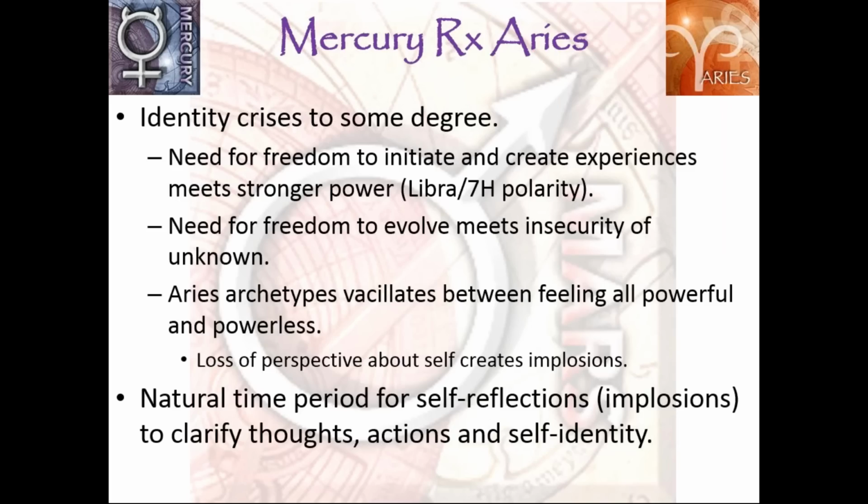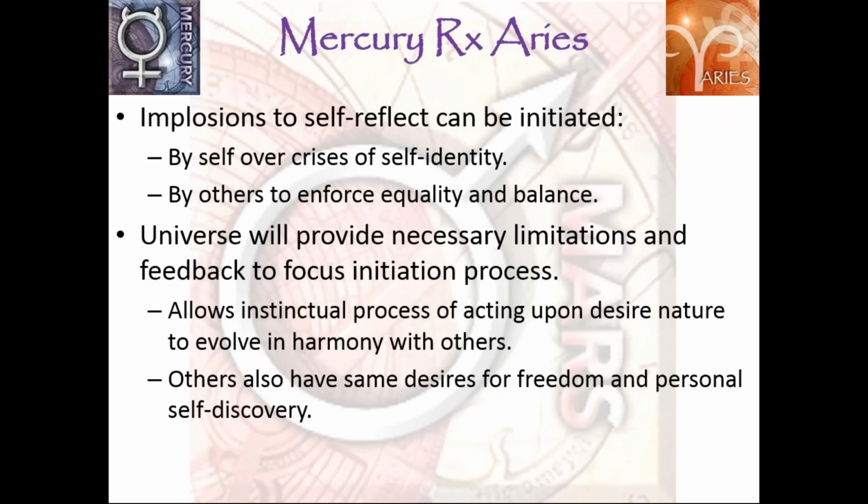And so this is a natural time period for Aries reflections, to go inward upon ourselves. Mercury does it naturally retrograde, and in Aries, go inward. What about me? What do I need to consider about myself? What do I need to know about myself? How do I clarify my own thoughts so that I can then have clearer actions and a more clear understanding of my own self-identity?